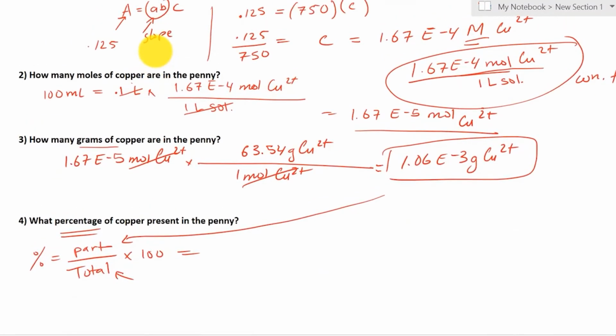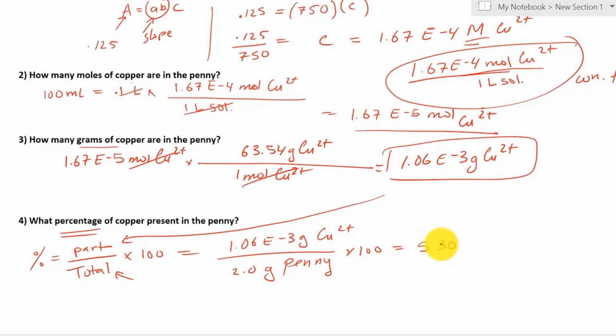So what we have here is equal to 1.06 e to the negative 3 grams of Cu2+ divided by the 2.0 grams of penny. That would be the total mass. In this case, we multiply by 100, and what do we get in the end? We have 5.30 e to the negative 2 percent, or in terms of decimal, 0.053% of the penny will be copper.